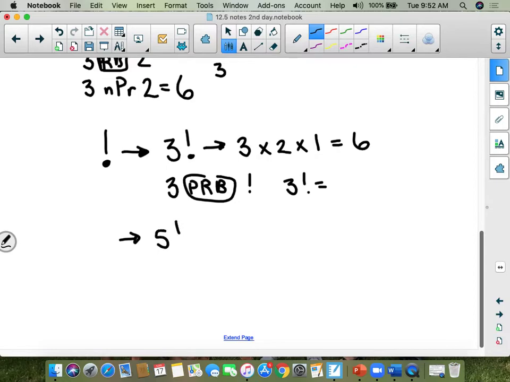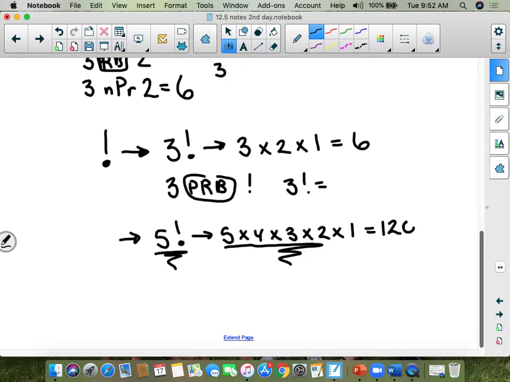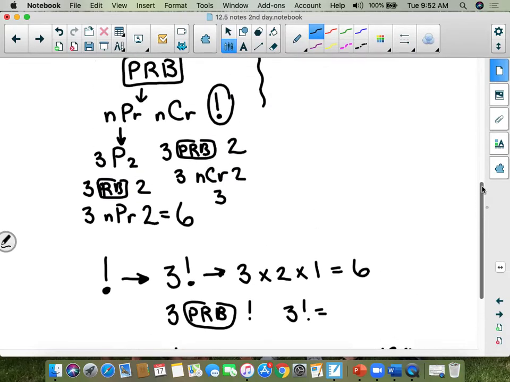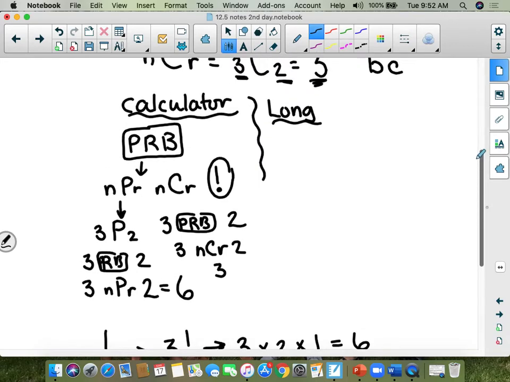For example, how about this one? What's 5 factorial? That's the same thing as 5 times 4 times 3 times 2 times 1. You can either do it if you have a calculator, 5 factorial, or if you don't have a calculator, you'd have to do it the long way. It's not going to hurt you. 120 you should get, no matter which way you do it.